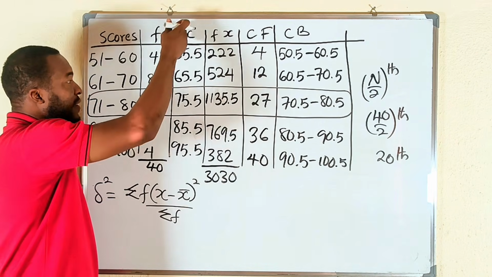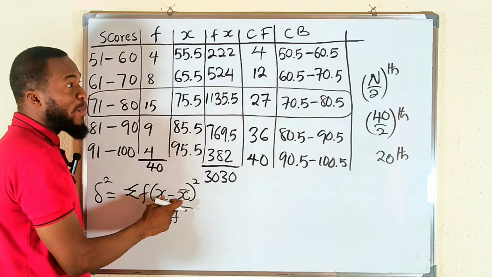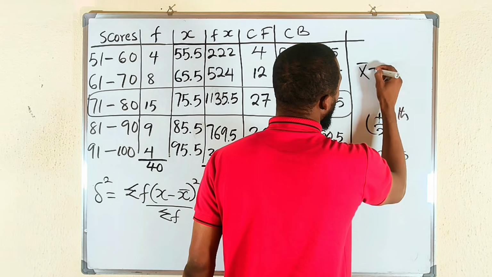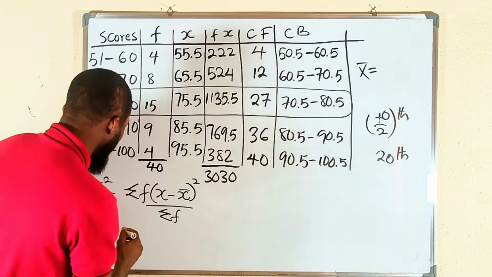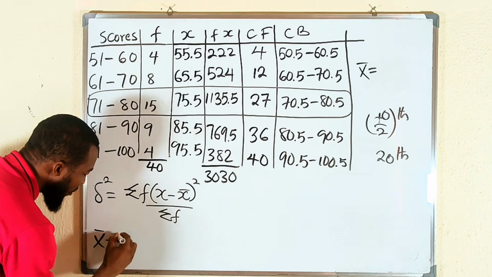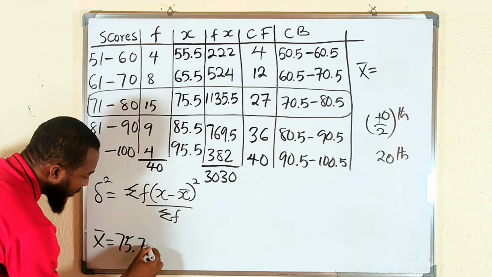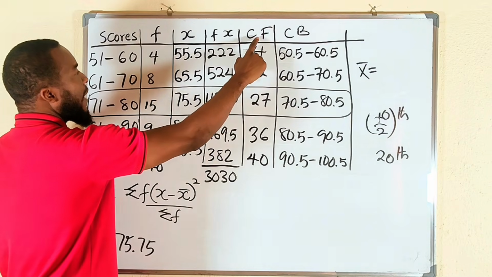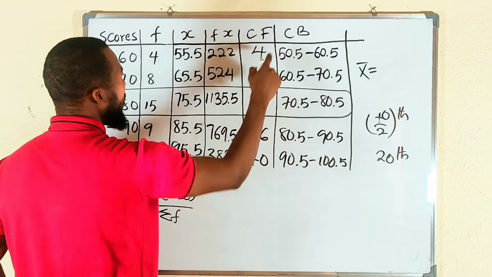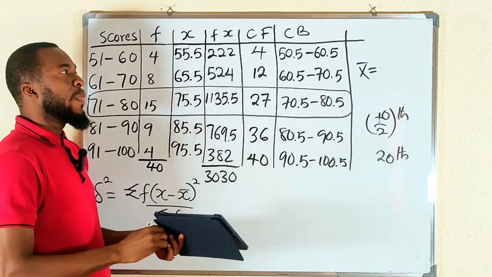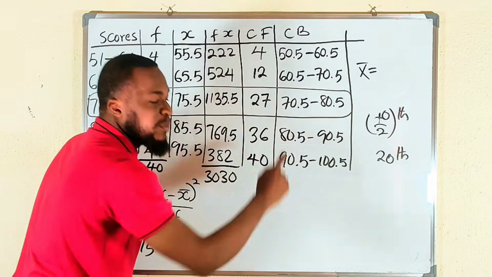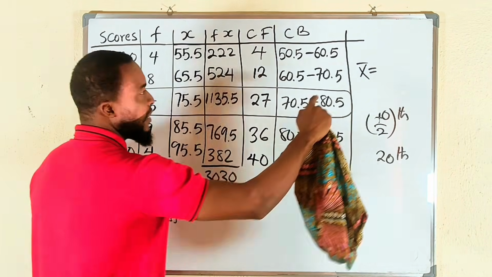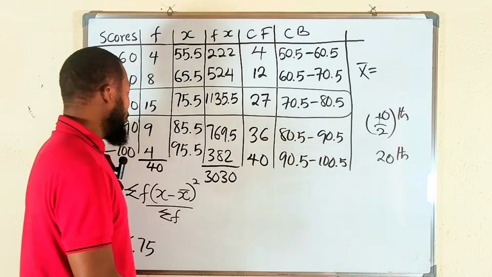We have x, these are the x's. We have x bar, and x bar, if you could recall, it is equal to what? Let me write it down here. It is equal to 75.75. Yeah, this is what we got. But we don't need class cumulative frequency, neither class boundaries. So I'm going to take them down. But for you, please don't do that. Just extend this line and add what you're going to add next.